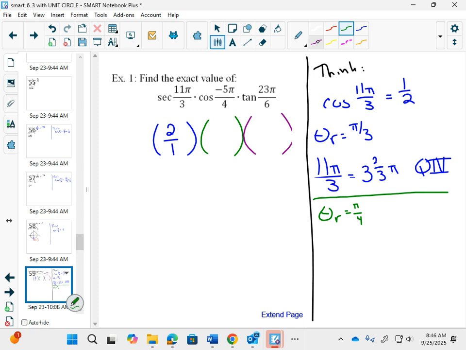Positive 5 pi over 4 is in quadrant 3. So if you went 3 quadrants in the negative direction, do you see that you would end in quadrant 2? So I think about positive angles going, okay, 5 pi over 4 would be in quadrant 3 in the positive direction. So in the negative direction, it would be 1, 2, 3, quadrant 2 in the negative direction. So I know that this is quadrant 2. So what does that tell me? I know that pi over 4 is root 2 over 2, and because it's in quadrant 2, it's going to be negative.